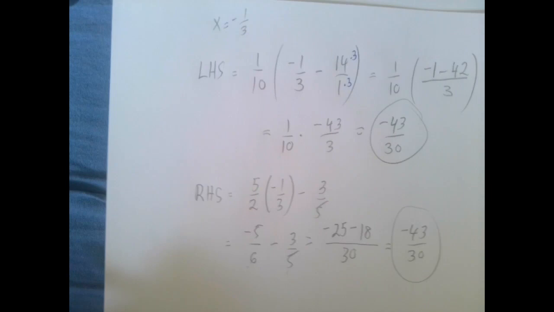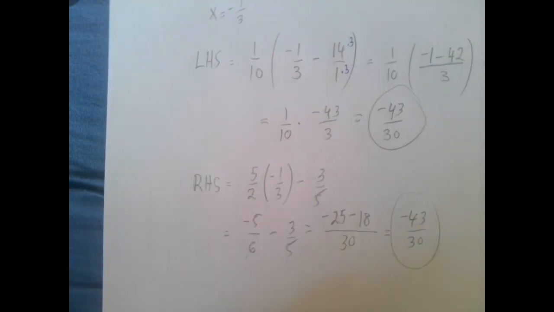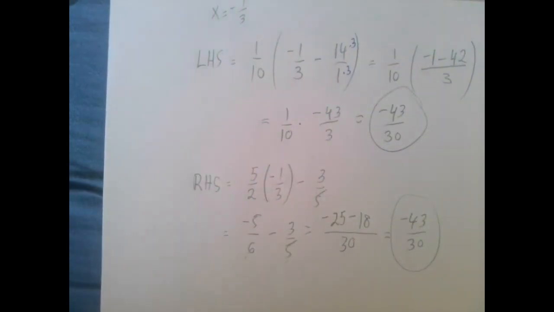We did get the same answer. So when x is negative 1 over 3, then both sides are a fairly unpleasant fraction. Nonetheless, they are equal to each other, so our answer is correct.